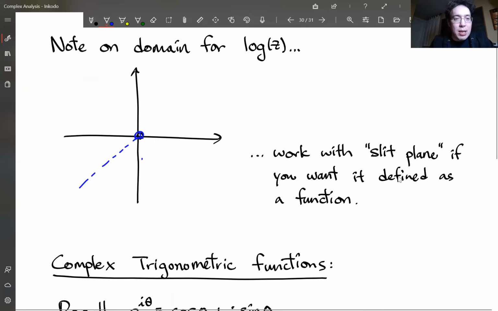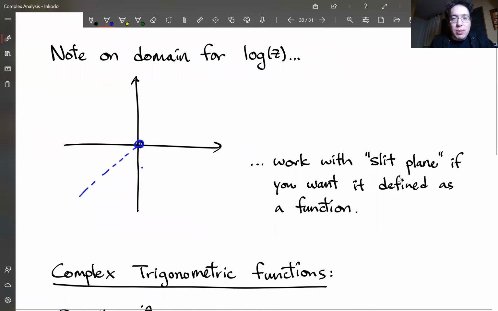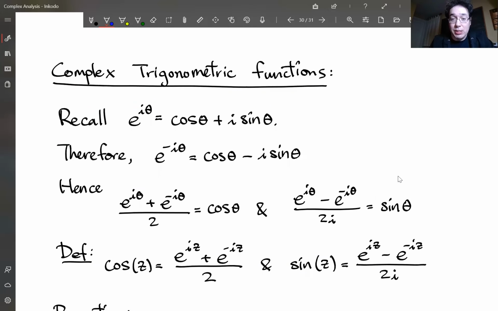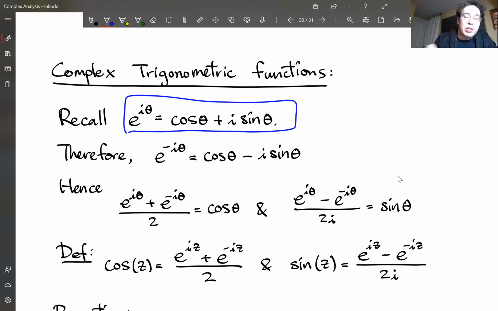Okay. All right, so enough on logarithmic function. Let's talk about trig functions. In particular, I'll talk about sine and cosine here. There are 4 other familiar trig functions, and you could create them in the expected way by taking ratios. Okay, but we're going to start by looking at Euler's formula.